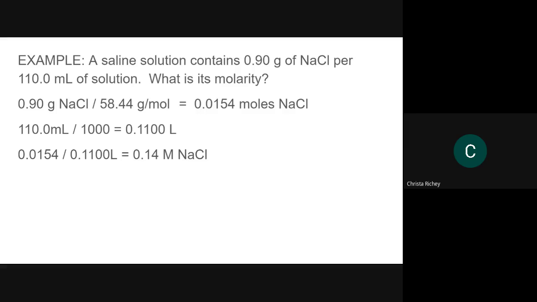And like I said, the larger this number, the stronger the solution is. When we deal with hydrochloric acid, I think the strongest I've ever seen is 12 molar. That'll hurt you bad if you get it on your skin.